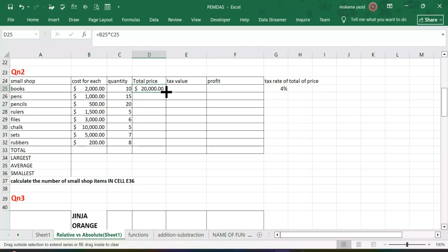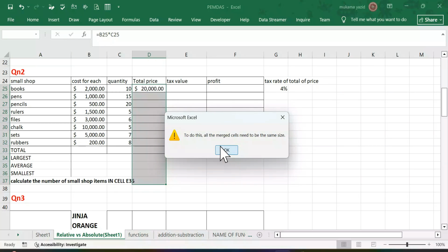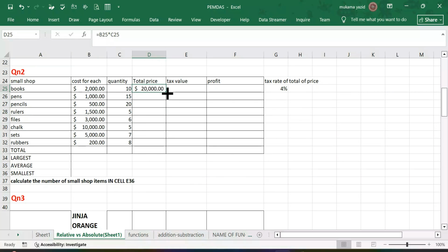You use what we call autofill. Do all the margin cells. Here is the sum margin cell. You just use autofill to do that. I think it's okay. Now, tax value: we have a hint that it is 4% of the total price.